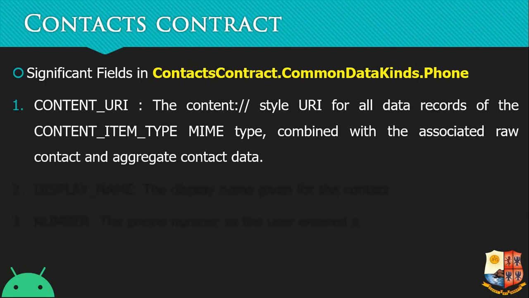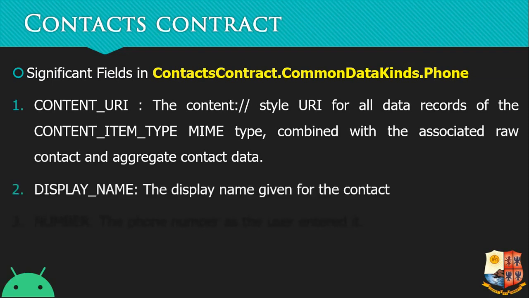MIME type. What do you mean by MIME type? For example, text slash CSS, text slash JavaScript, text slash VB script. Like that we have different MIME types. Even image, image slash PNG, image slash JPEG. These are all MIME types, and it is combined with the associated raw contact. What is a raw contact? Whatever data we store there is called a raw contact, which is not processed yet. And then aggregate contact data. Once you have saved it, it becomes proper contact data in your phone. Sometimes it is automatically synced with the Google account or WhatsApp account or whatever account you have.